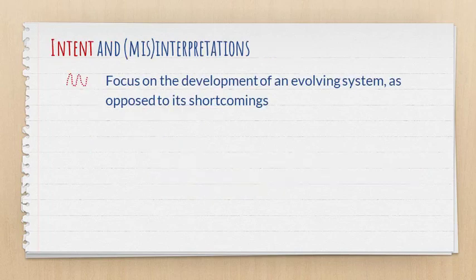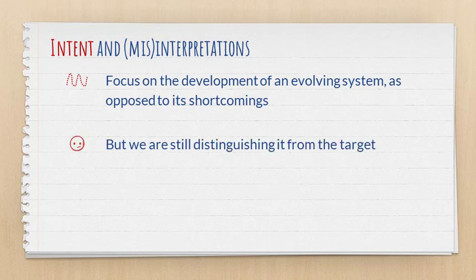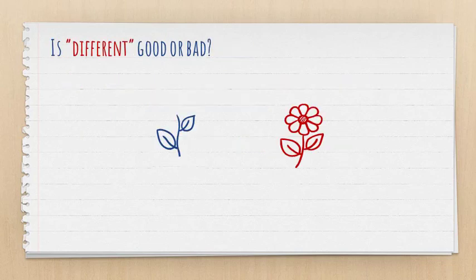Now, the intent of the interlanguage concept was good, and that is to focus on the development of an evolving system, as opposed to looking at all of the shortcomings, focusing so much on errors. But we are still distinguishing it from the target. And so the question is, when we say that the system is different, is that good? Or is that bad? If you look at these two pictures, are you focusing on all of the things the first one has? Or are you focusing on all of the things that it lacks? Could we take the first one to mean that it's growing? Or do we look at it as perhaps incomplete?